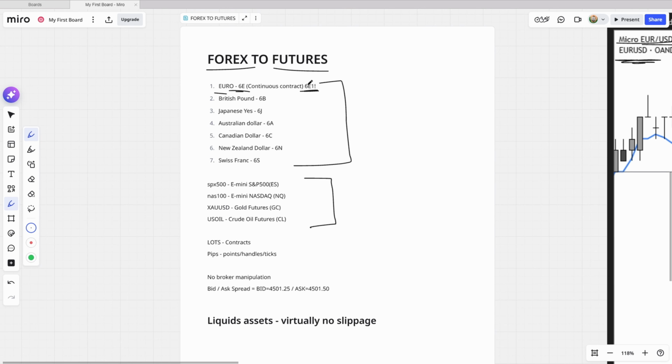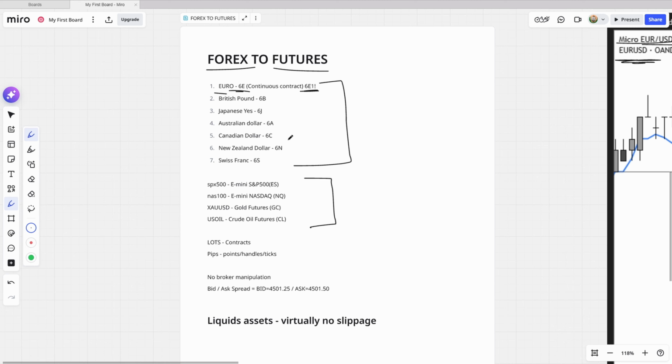Another thing you can do with currency futures is use them for correlation analysis when trading Forex. Some traders like to compare currency futures positioning with spot Forex movement. If you want a dedicated video on that, let me know.